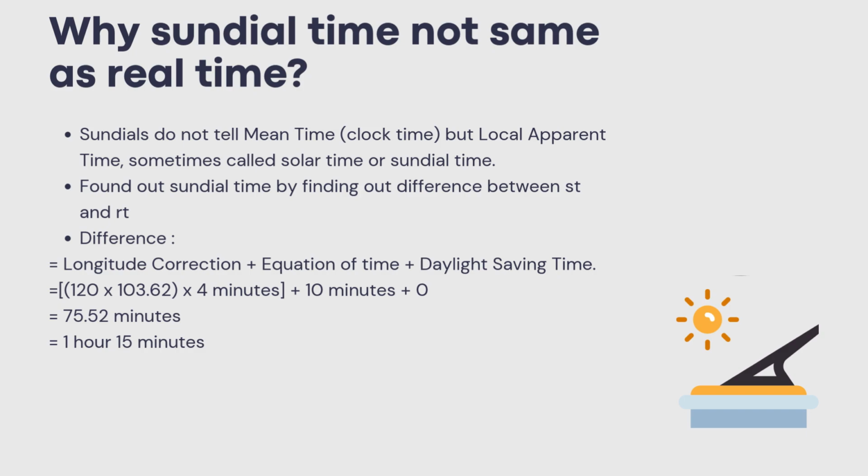Longitude correction plus the equation of time plus daylight saving time. After calculating all of it, I was able to get the difference, which is about 1 hour 15 minutes. So to get the sundial time, I need to minus the real time by about 1 hour 15 minutes.